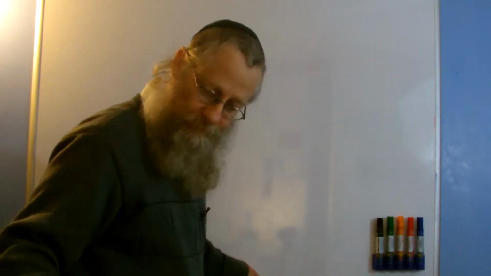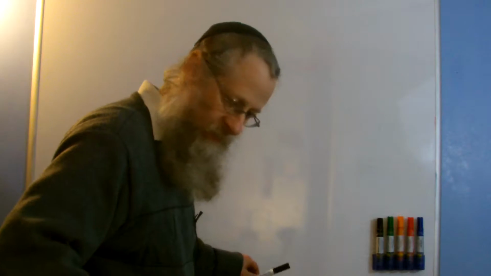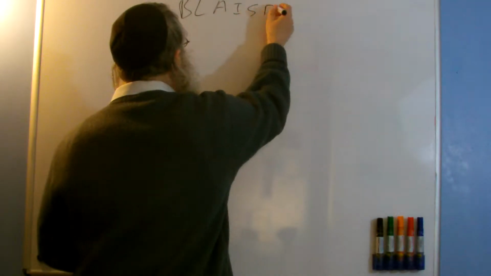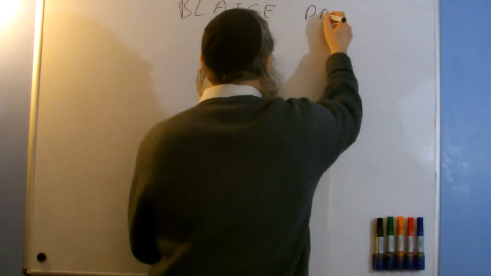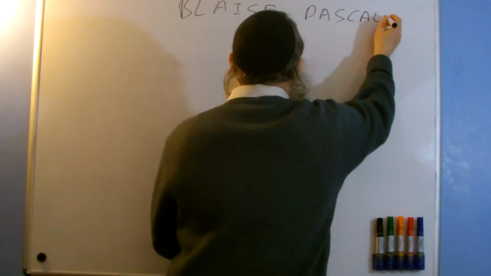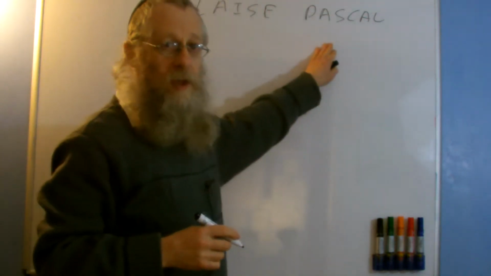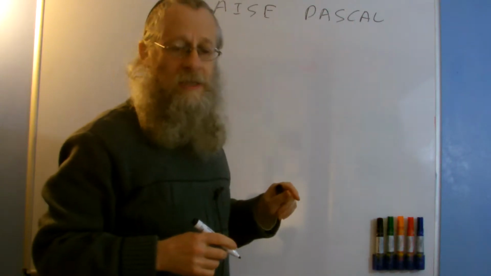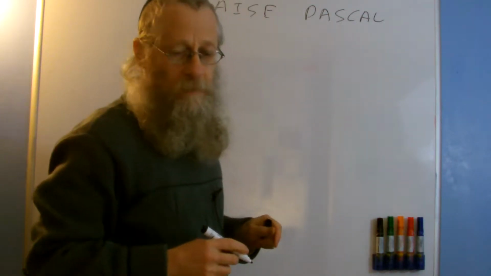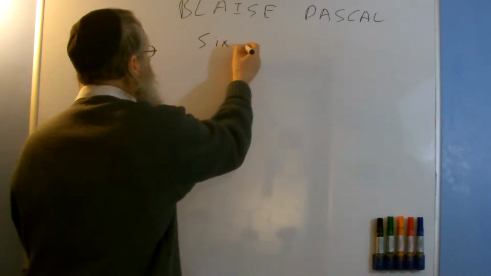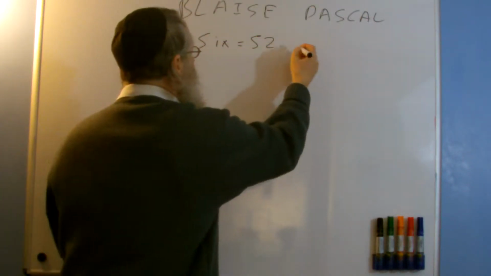Pascal, his first name is Blaise, which is spelled B-L-A-I-S-E, Pascal. And you notice straight away that both names have got 6 letters. Okay? Now, 6 equals 52 in placement value.